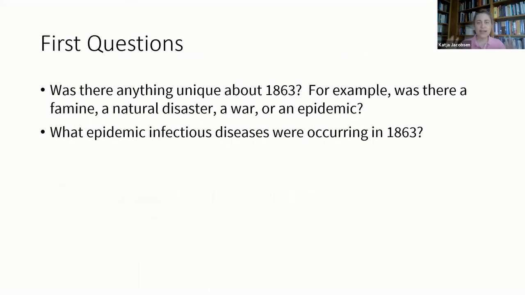So when I look at this, like with the previous case study, I want to know, is there anything unique about 1863? So a famine, natural disaster, war, epidemic, what diseases might have been occurring? It's a little trickier though for this case study because this is spread out over a year and a half. So we have a father and son dying within 2 weeks, but the mother a year later, the grandpa half a year earlier, may have nothing to do with it because it's not quite so tightly compact in time.